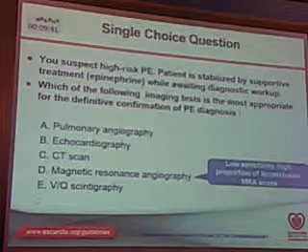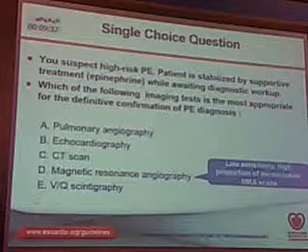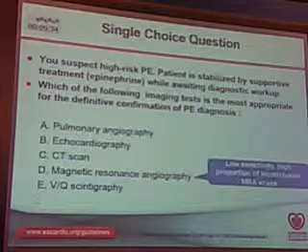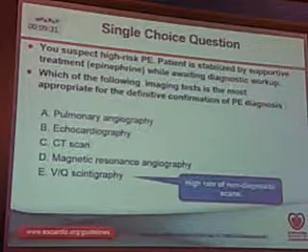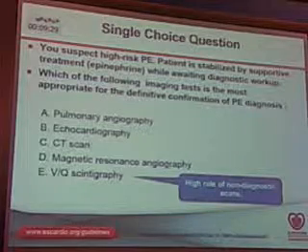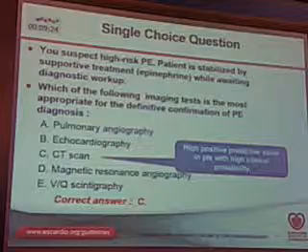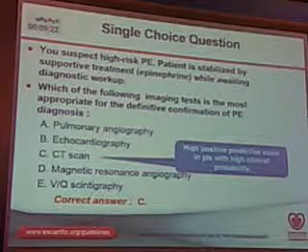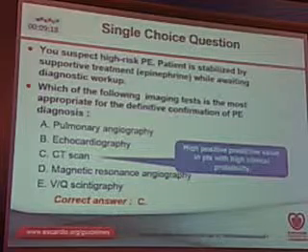MRI or magnetic resonance angiography has low sensitivity, and there is a high proportion of patients who have inconclusive scans. And VQ scintigraphy, which again is another classical method of looking at pulmonary embolism, has a high rate of non-diagnostic scans. So the right answer here will be C, but as I mentioned, we can also accept B if there is no immediate access to CT.